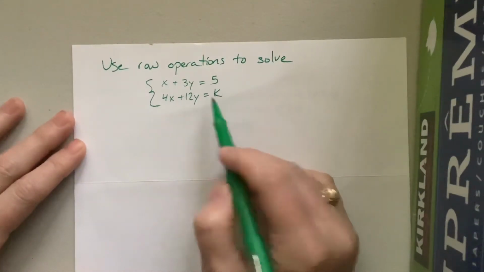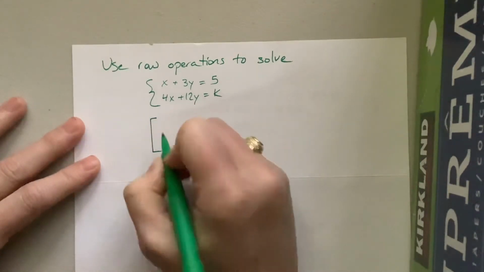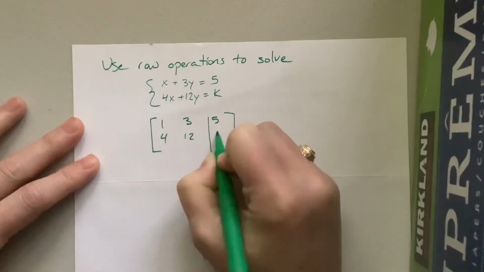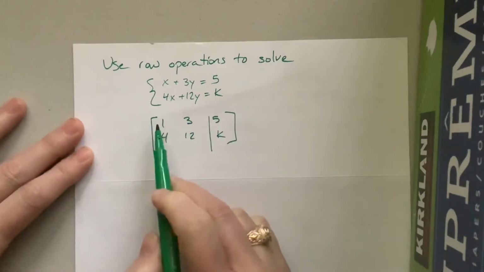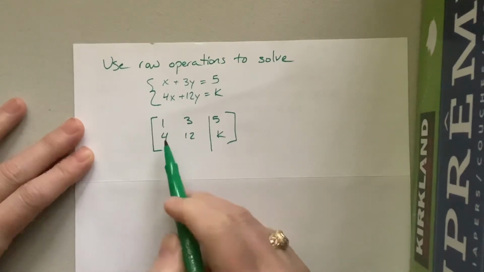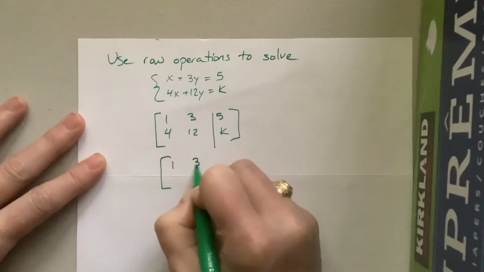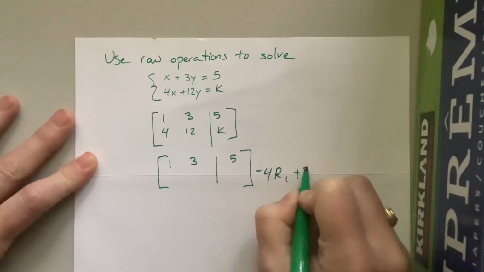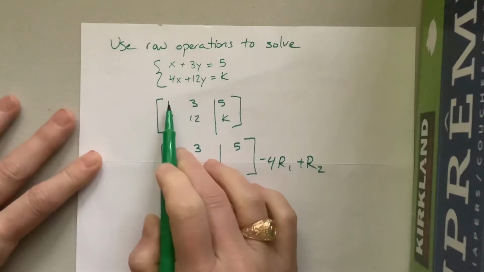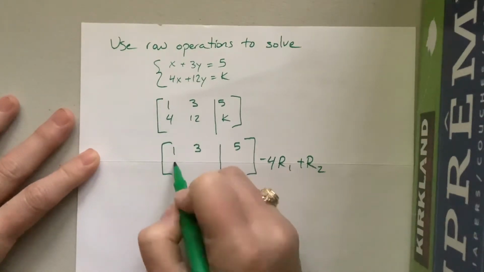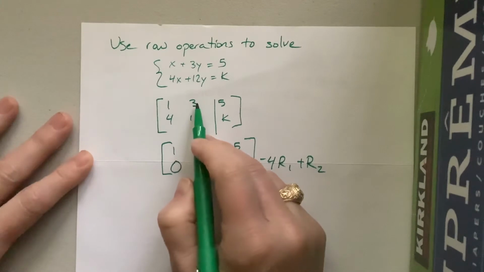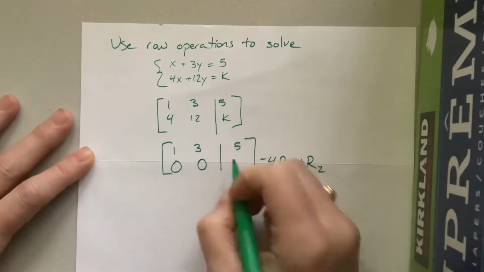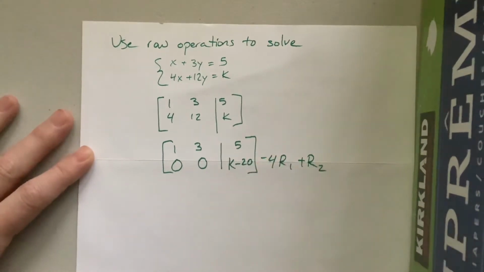Notice the difference is that there's now a variable. Okay, so I'm going to take this 1, 3, 5, 4, 12, k. Okay, I already have the 1. That's great. Let's get rid of this. Let's make that a 0. So I'm going to keep this 1, 3, 5. I'm going to say, okay, a negative 4 times row 1 plus row 2. Negative 4 times 1 is negative 4 plus 4 is 0. Negative 4 times 3 is negative 12 plus positive 12 is 0. Negative 4 times 5 is negative 20 plus k, so this is k minus 20.